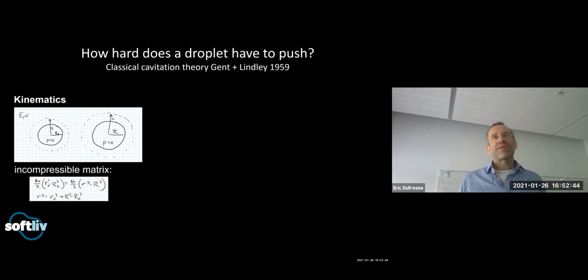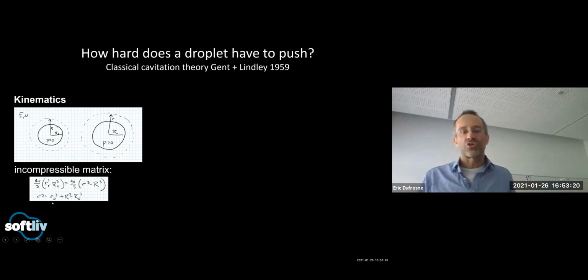Now if the matrix is incompressible, it's really easy to calculate the kinematics, because you have to conserve the volume of the matrix between this material point and the boundaries of your hole. So I can just write down that the volume of this spherical shell in the initial state has to be equal to the volume of the spherical shell later, and this gives me this relationship between the final position of any material point in my sample and its initial position. And I used that to make that animation earlier.